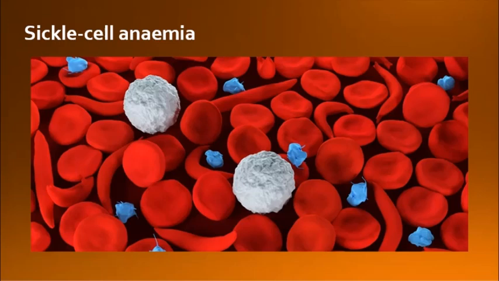Now usually the structure of the erythrocytes, that is the RBCs, is biconcave. But in sickle cell, because of the valine, what does it become? It becomes a sickle shape. And as the RBCs become sickle shaped, this is called what? Sickle cell anemia.